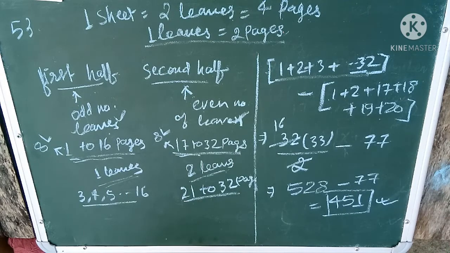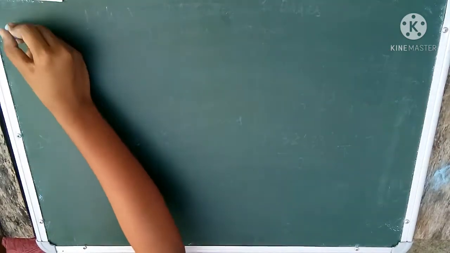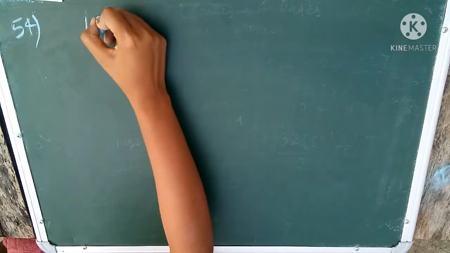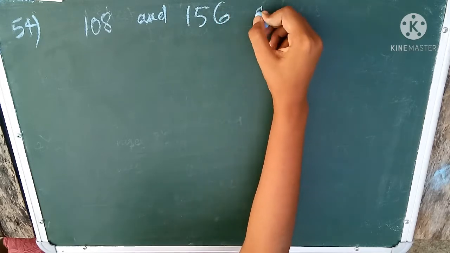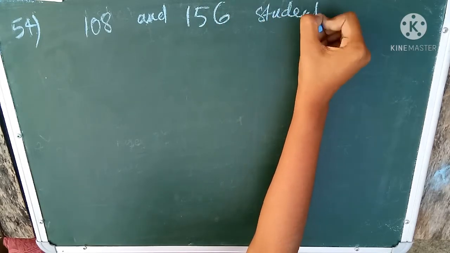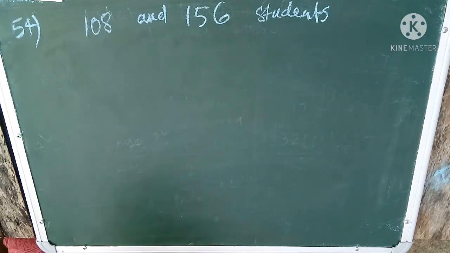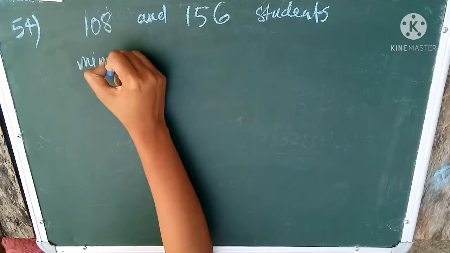Moving on to the next question, we have question number 54. Question number 54 says that two groups consisting of 108 and 156 students are participating in a sports meet. In how many rooms can these students be accommodated at the minimum? We have to find the minimum number of rooms.